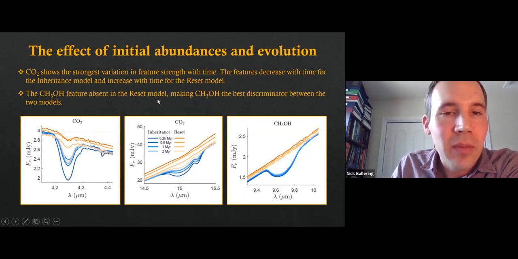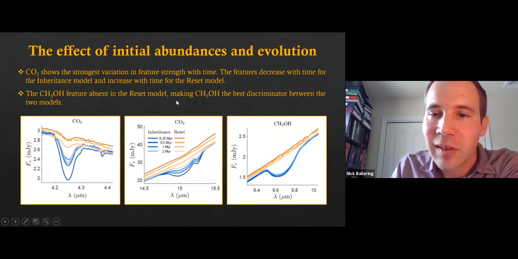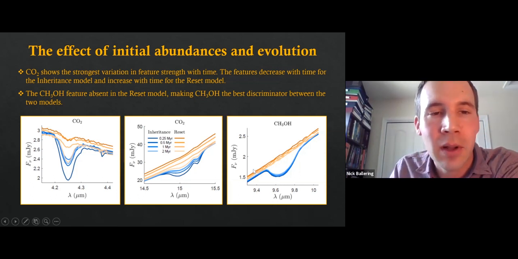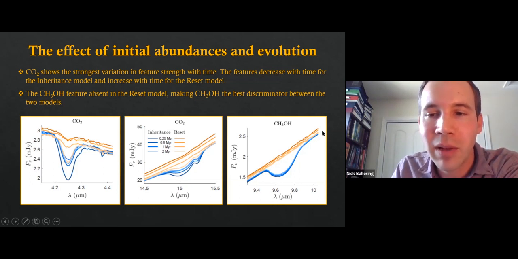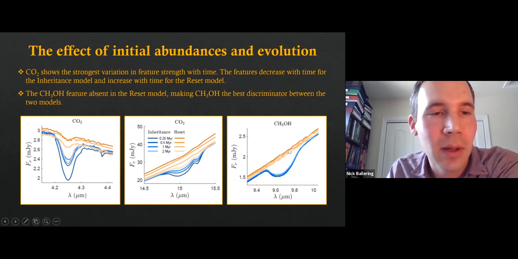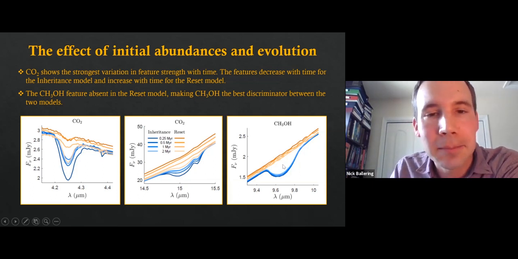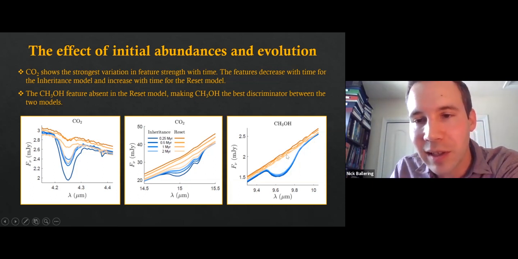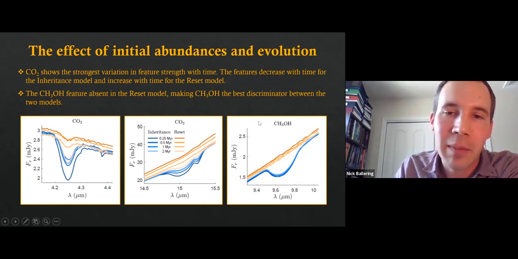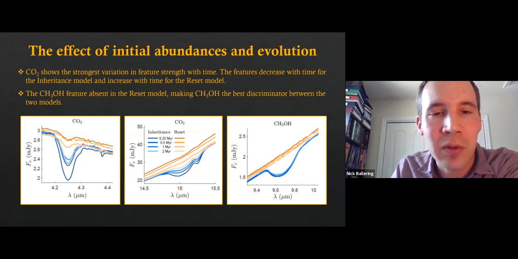Comparing what we see from the inheritance and reset models, as you may have guessed from what I showed earlier, the methanol shows the most striking difference between the two. In the reset models, we see absolutely nothing from methanol, whereas in the inheritance model, we see a nice methanol feature that doesn't change too much with time. So looking for methanol ices would be a great discriminator between a reset and an inheritance type chemical scenario.